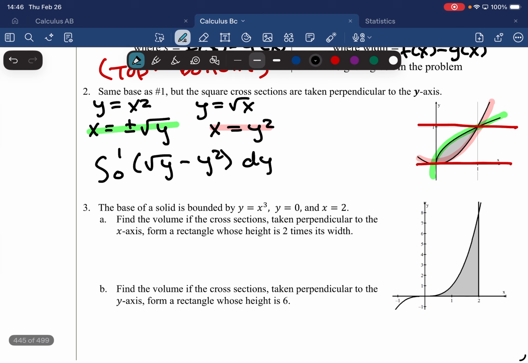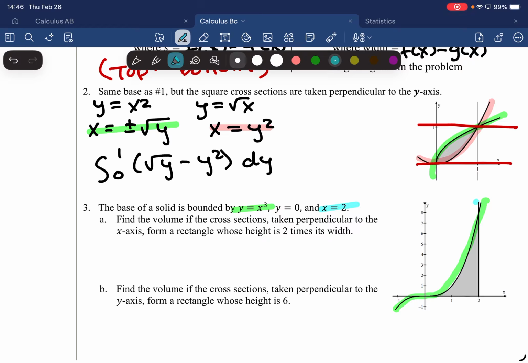Okay, so number 3 says the base of a solid is bounded by y is equal to x cubed, y is equal to 0, and x equals 2. Find the volume if the cross sections taken perpendicular to the x-axis form a rectangle whose height is 2 times its width. Okay, so I have x cubed, that's this function here.